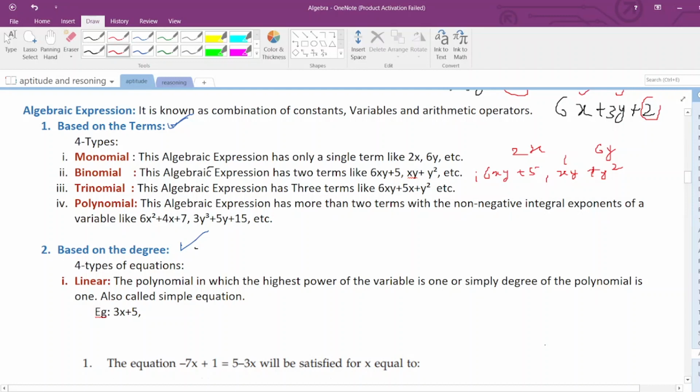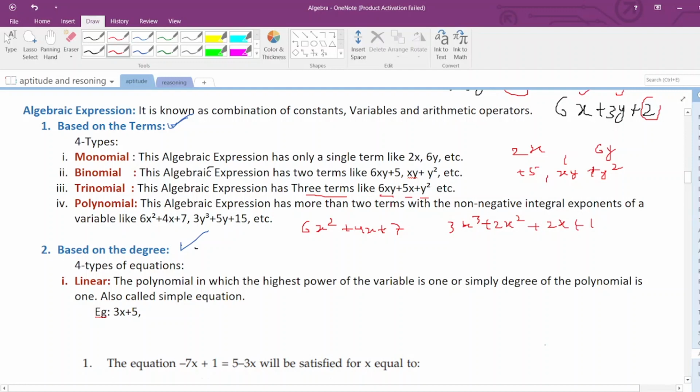Now what is the trinomial? In the same way, if there are three terms, see the example I wrote, 6xy plus 5x plus y square, three terms, then it is a trinomial. And coming to the polynomial, it's not four terms actually. If it is more than two terms with non-negative integral exponents, let's suppose 6x square plus 4x plus 7, here there are three terms but it's more than two terms, right? It's a polynomial. The same way 3x cube plus 2x square plus 2x plus 1, here there are four terms but it's more than two terms, right?